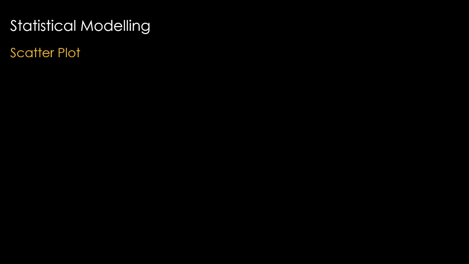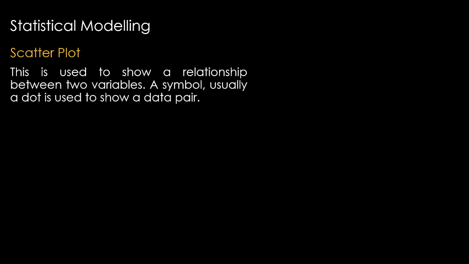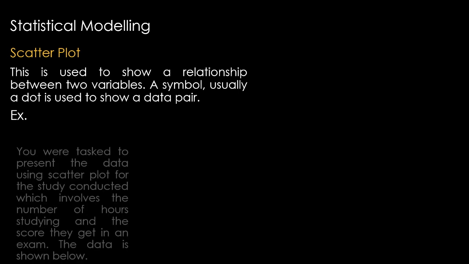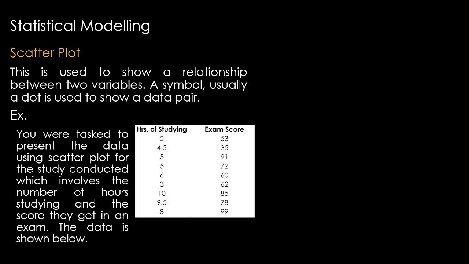Okay, so the first method is the scatter plot. A scatter plot is used to show a relationship between two variables. A symbol, usually a dot, is used to show a data pair. Okay, so let's try to have an example. You are tasked to present the data using a scatter plot for the study conducted, which involves the number of hours studying and the score they get in an exam. The data is shown below. The data is this one.